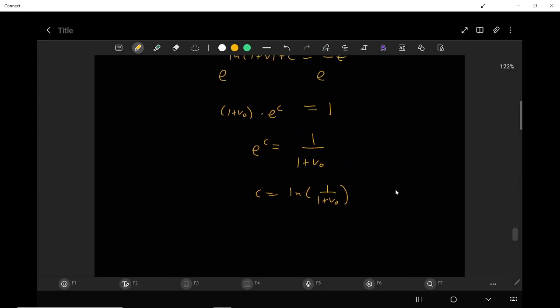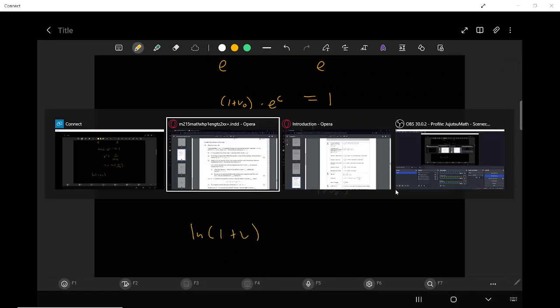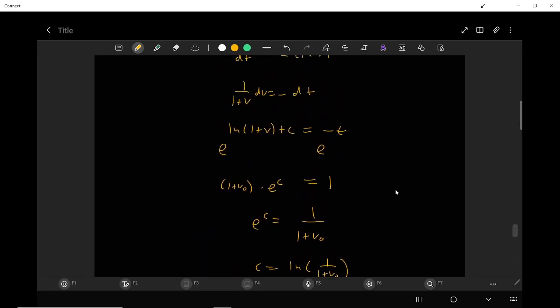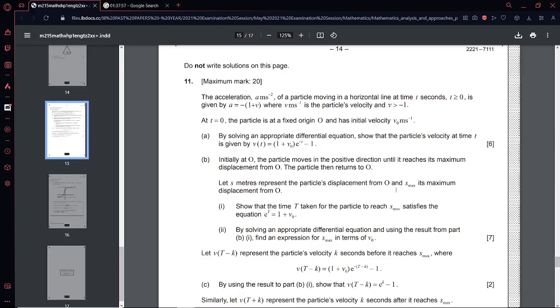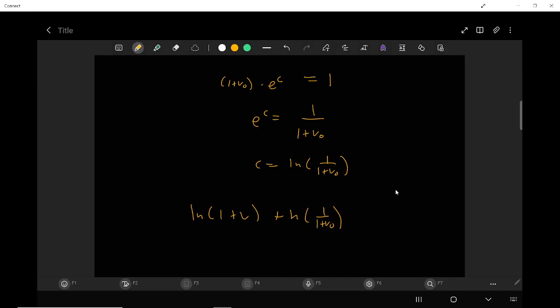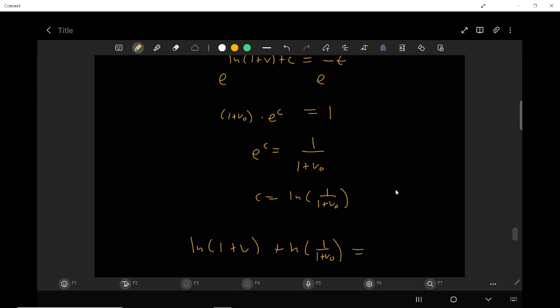How do you end up with... let me see. No, 1 plus v plus ln of 1 over 1 plus v0 equals minus t. What I'm confused about is how they have no constant. The constant died for some reason.